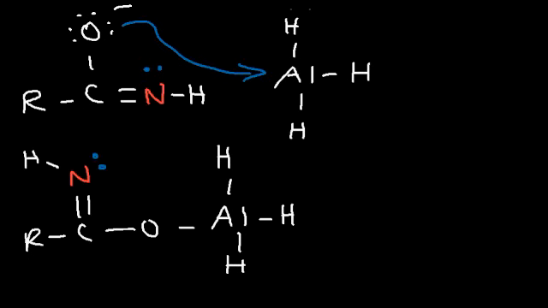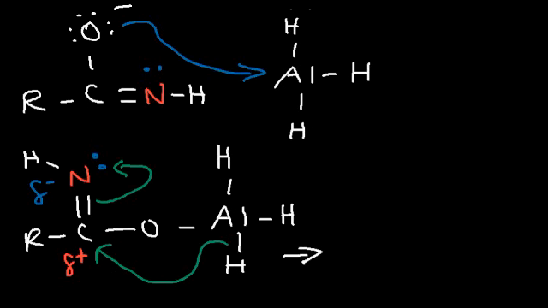So this is what we now have. Now the carbon has a partial positive charge because nitrogen is more electronegative than carbon. So the hydride is going to attack the carbon much in the same way that it attacks the carbon of a carbonyl group. And then this bond is going to break, giving us this particular intermediate.